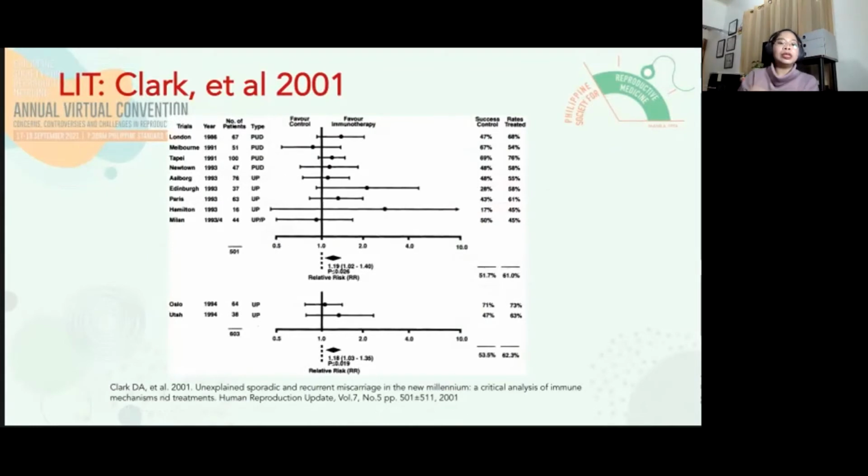Because of this, they prefer other meta-analyses on LIT, other than this Cochrane meta-analysis. Included among these is this meta-analysis by Clark et al. that was published in 2001. And as you can see here, there is a significant increase in the live birth rates for patients who were given immunotherapy.